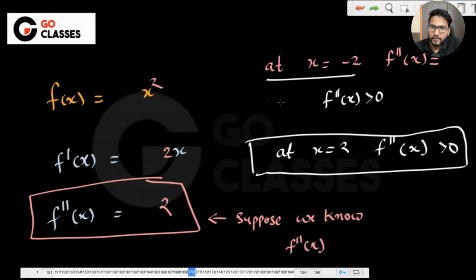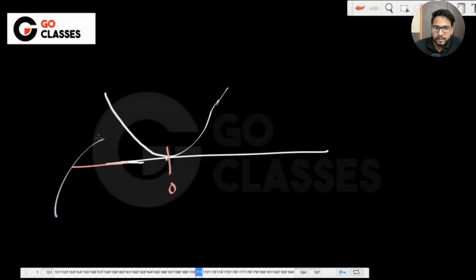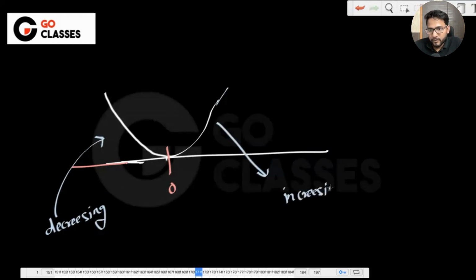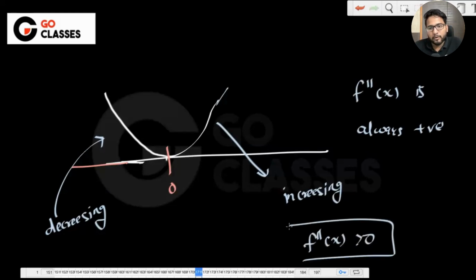See, if you talk about x square, this is how it looks like. Let's not worry about this axis. This is how x square looks like. Now, tell me, isn't it decreasing before zero? Before zero, it is decreasing. After zero, it is increasing, isn't it? It is decreasing here, it is increasing here. But f''(x) is always positive. So does this say anything about whether the function is decreasing or increasing? If I just tell you f''(x) is greater than zero, can you say anything about whether the function is increasing or decreasing? You can't say anything about the function.